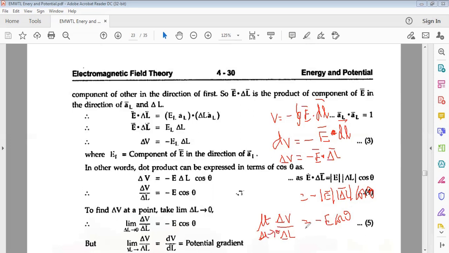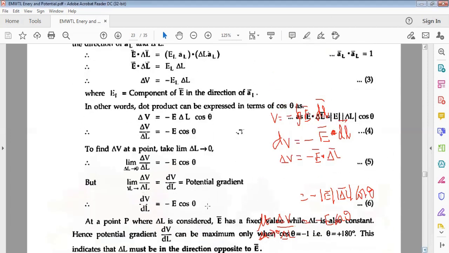So on the right hand side, there is no delta L, so no need of representing the limit delta L tends to 0. So the limit as delta L tends to 0 of delta V by delta L is nothing but the potential gradient. The limit delta L tends to 0, delta V by delta L is equal to dV by dL, which is also called the potential gradient. So now dV by dL is equal to minus E cos theta.